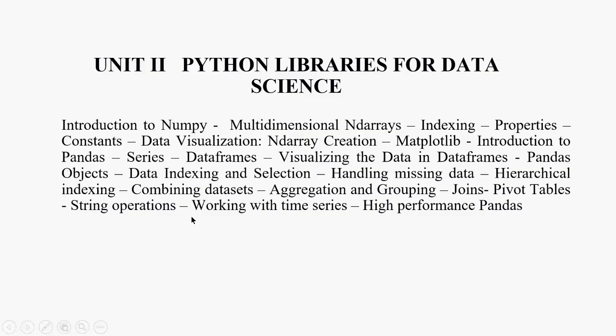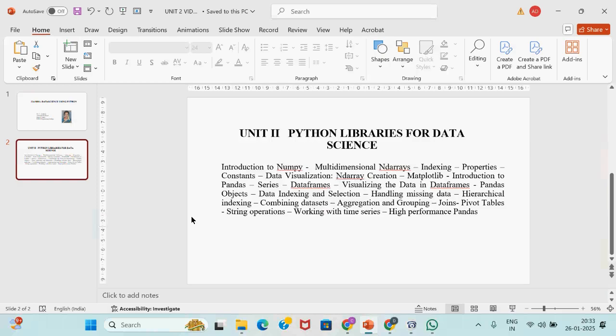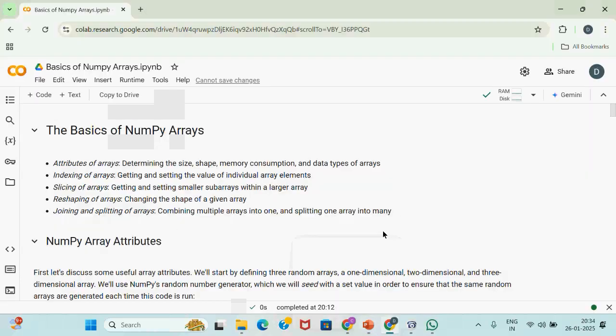For that, I would like you to start with the Colab, which is available online, so that it will be easy for you to understand when you're studying it practically. Some of the basic functions of NumPy over here are attributes of arrays. In attributes of arrays, the commands we are going to see are size, the shape, the memory, and the data types of an array.